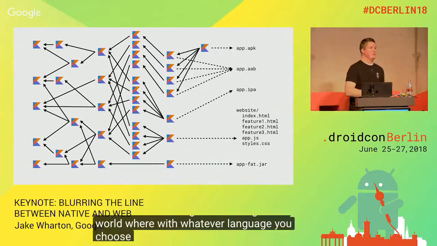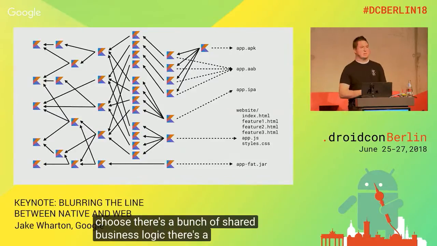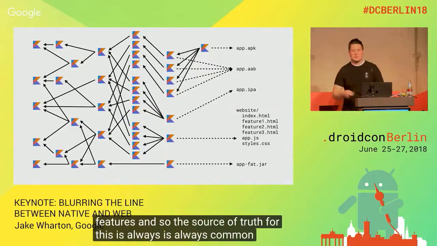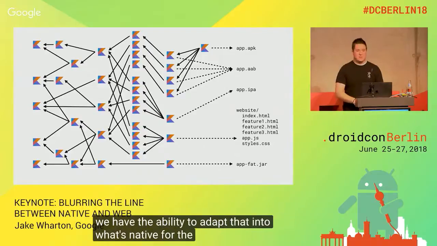Then we get this world where, with whatever language you choose, there's a bunch of shared business logic. There's a bunch of shared features, and so the source of truth for this is always common. And yet, we have the ability to adapt that into what's native for the platform.